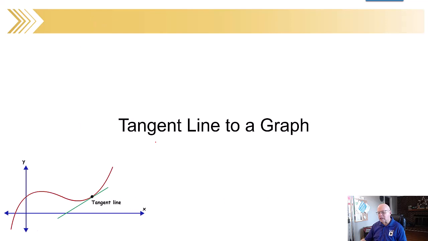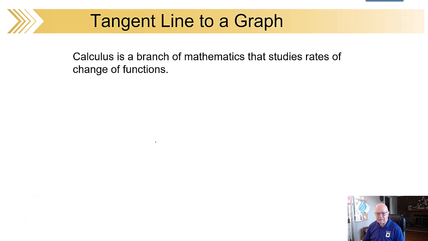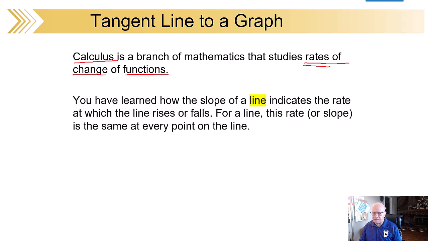So here we go, tangent line to a graph. You're familiar with tangents to circles, perhaps. This is a tangent line to any nice curve. A polynomial, for example, could have tangent lines. Now, the most important thing here is about the calculus, of course. Calculus, and we're talking about rates of change of functions. Rates. That's the big deal here.